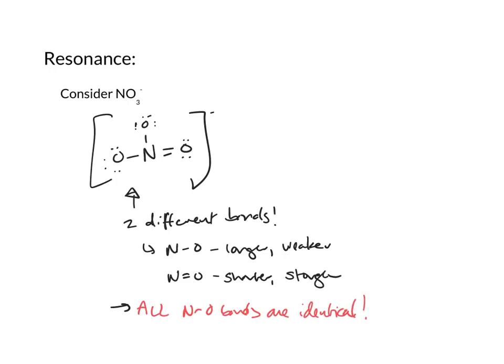They're all the same, and they're all shorter than a single, but longer than a double bond. Okay, so how can we explain this? Let's take a more detailed look at the structure.